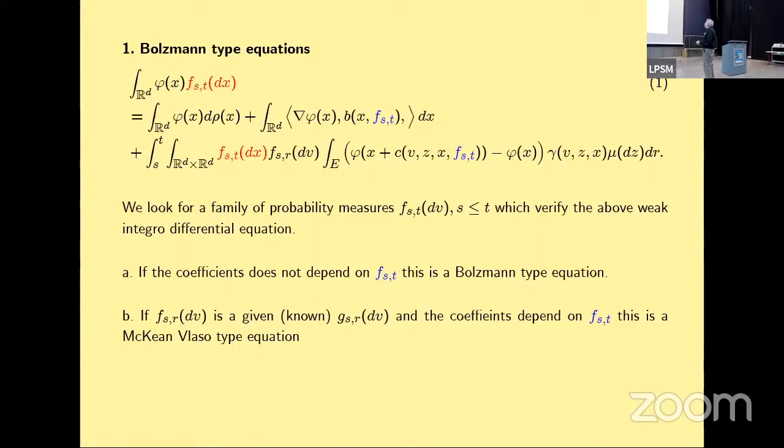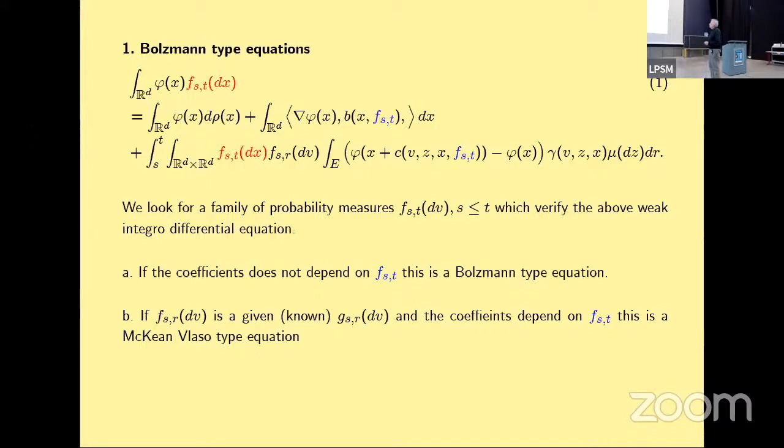So you take these probability measures, you integrate them against test functions, and then you get, this is an initial condition when s equals t. Here you have a drift term or a gradient term, and then you have an integral term, which from a probabilistic point of view corresponds to a jump term. This equation is very general, because it is nonlinear and it is of McKean–Vlasov type, because f_{s,t}, the solution of the equation, comes in the coefficients.